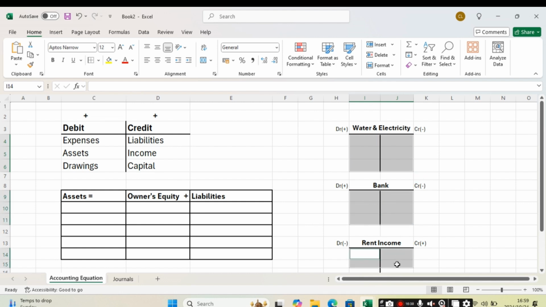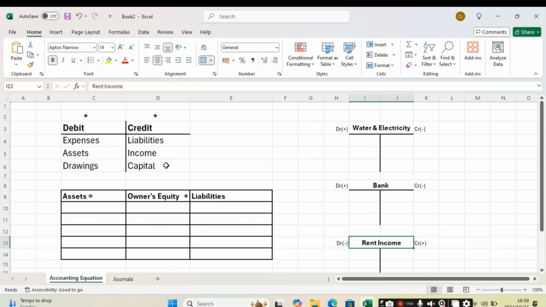Okay, so you can just highlight all these amounts and then press your delete button to delete all those amounts. Okay, so let's move on. So water and electricity, rent income. Water and electricity is what? Part of our expenses. So expenses, they are increasing where? On the debit side. So hence why we have this plus on the debit side, negative on the credit side.